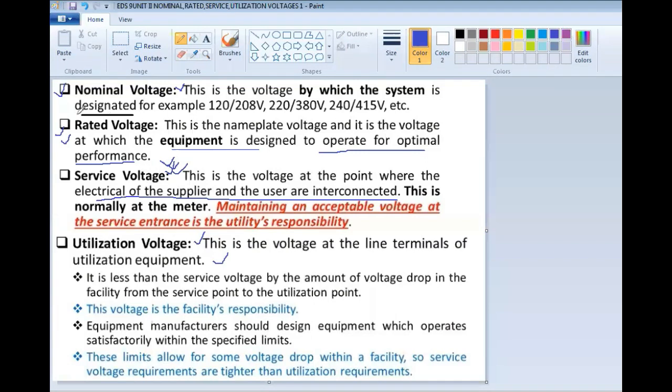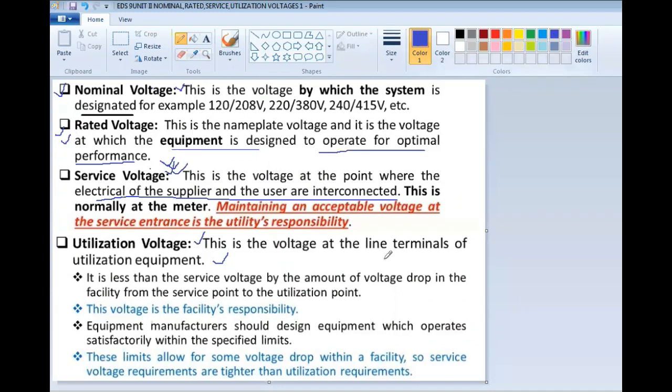Next, rated voltage is completely different. It is the voltage at which the equipment is designed to operate for optimal performance. So the rated voltage is with respect to the equipment. It is different from the nominal, service and utilization voltages. These are the one-by-one sequence.